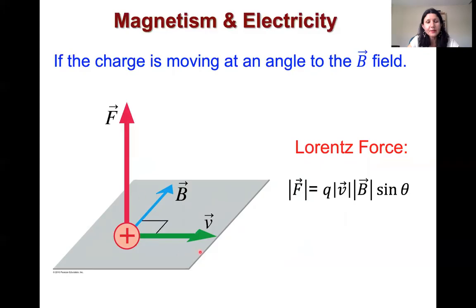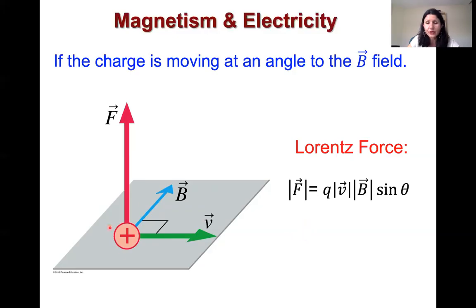So what you see on this picture is that there's a magnetic field pointing that way, the blue arrow. There is the velocity vector pointing this way to the right, and then the force seems to be going up. So that's direction. So we'll get to that next. The Lorentz force equation here that I wrote here is just for the magnitude. How strong is that force? What does it depend on?